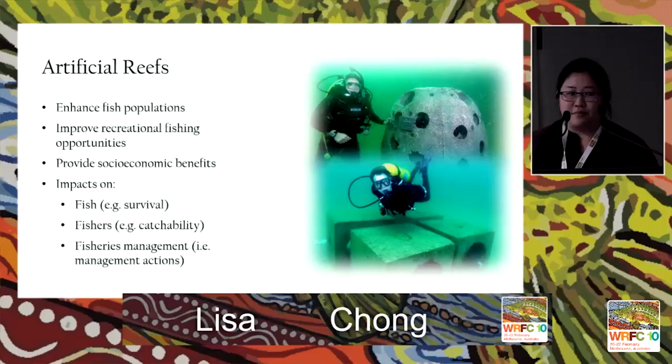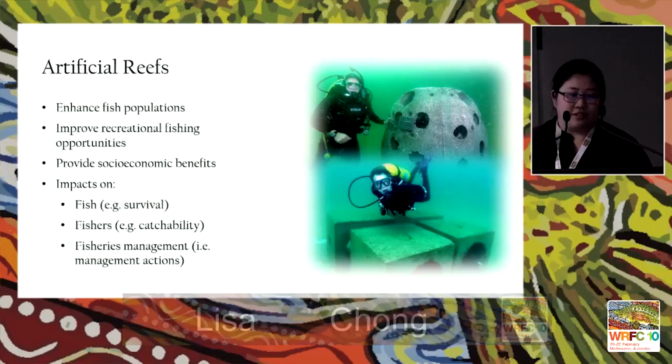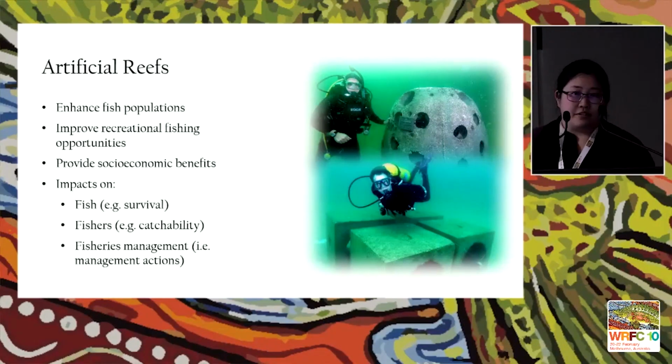Alright, so today I'm going to give a talk about a modeling framework that incorporates artificial reefs into fisheries. Those artificial reefs are man-made structures that are placed in the seafloor, and they're typically used to enhance fish populations, improve recreational fishing opportunities, and provide socioeconomic benefits such as bringing in tourism or diving opportunities.